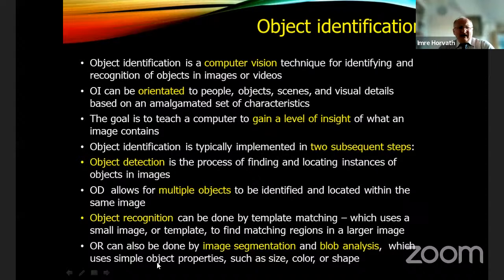Object recognition can be done by image segmentation and with blob analysis. A blob is a vague region in which a sought-for image part may be located, and typically we use simple object properties for object recognition, such as size, color, and shape. As I mentioned, other techniques use features, but they should be defined and identified.